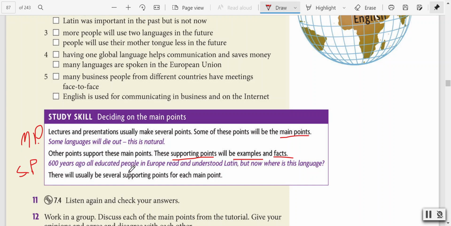600 years ago, all educated people in Europe read and understood Latin. But now, where is this language?